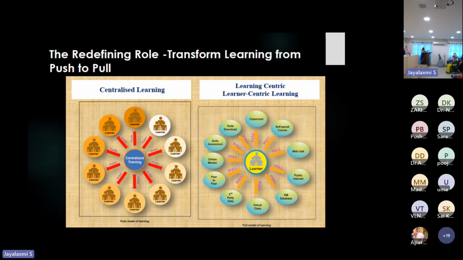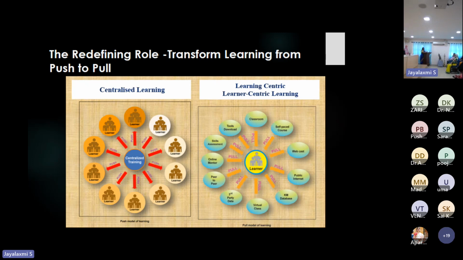Earlier it was centralized learning, where you had learners and you were pushing it onto them. You don't take any feedback from the students. You just push. It's like giving a lecture. Come, tell what you want, put everything into their brains. If it goes in, it's fine. Otherwise, he's good for nothing. Okay, that was the days.